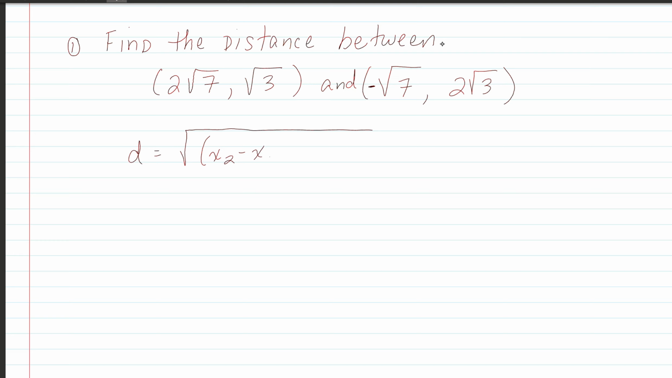The first point is 2 times the square root of 7 and the square root of 3. So the x value is 2 times the square root of 7 and the y value is the square root of 3. And the other ordered pair has the negative square root of 7 and 2 times the square root of 3. So my first step would be to rewrite that distance formula that we know.